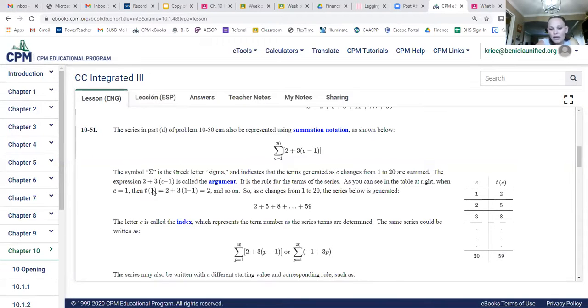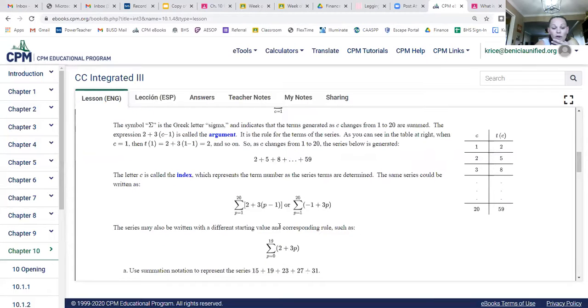The letter C, that's called the index, which represents the term number as a series of terms are determined. It could also be written, this is how we wrote it on the right, as -1 plus 3p. Well, we put 3p minus 1, but it's the same thing. They just distributed and started with the first term here. But it could also be written starting at 0 and going to 19. This is not as common. Most of the ones we're going to do will start at 1, but it can be rewritten either way, just kind of a heads up there.